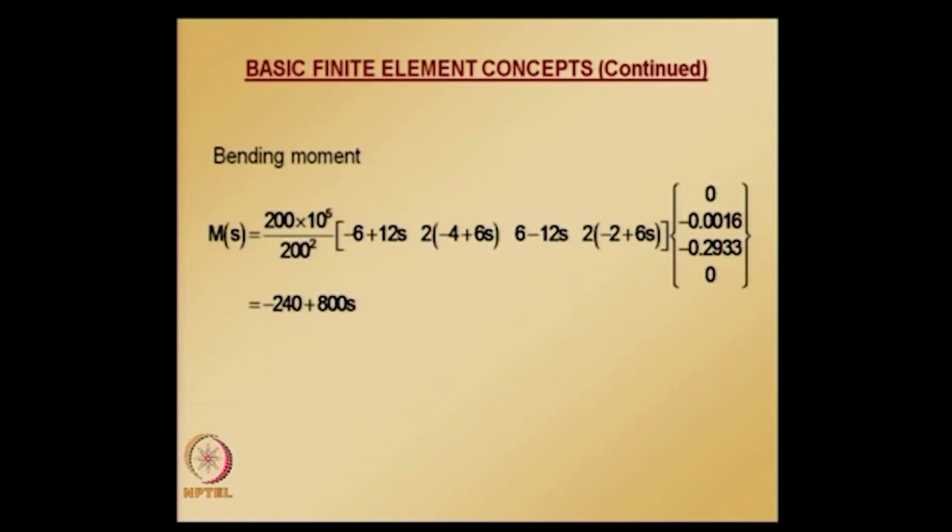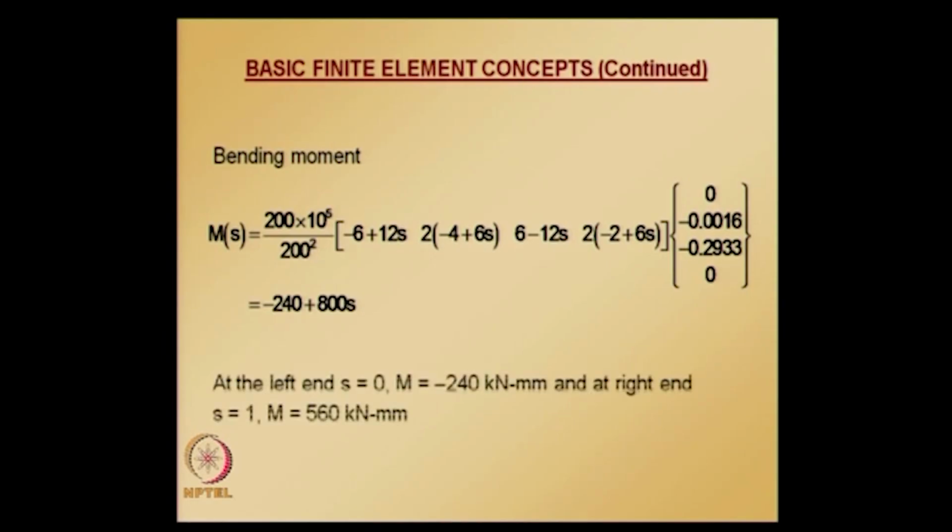And similarly, bending moment: substituting the nodal values corresponding to element 2, we get the bending moment, and again substituting s is equal to 0, we get the value of moment at the left end of element 2, and by substituting s is equal to 1, we get the moment value at the right end of element 2.